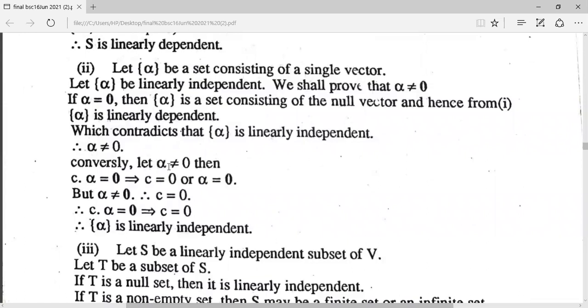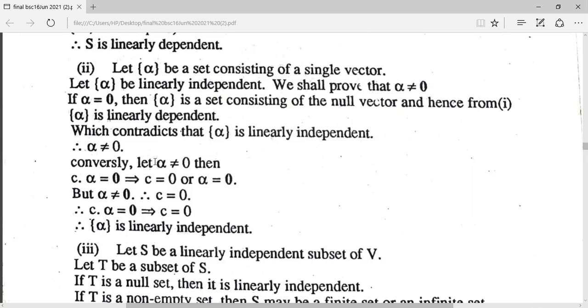What have I taken now? Suppose alpha is not 0. Consider C into alpha equals 0, where C is a scalar belonging to the field F. Suppose C alpha is 0. This implies C is 0 or alpha is 0. This is one of the properties of vector spaces that we have discussed and proved earlier: C alpha equals 0 implies either C is 0 or alpha is 0.